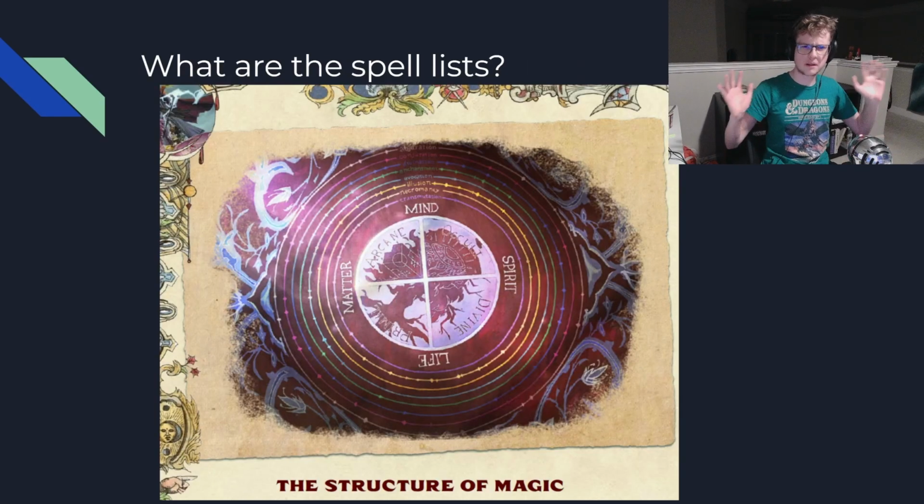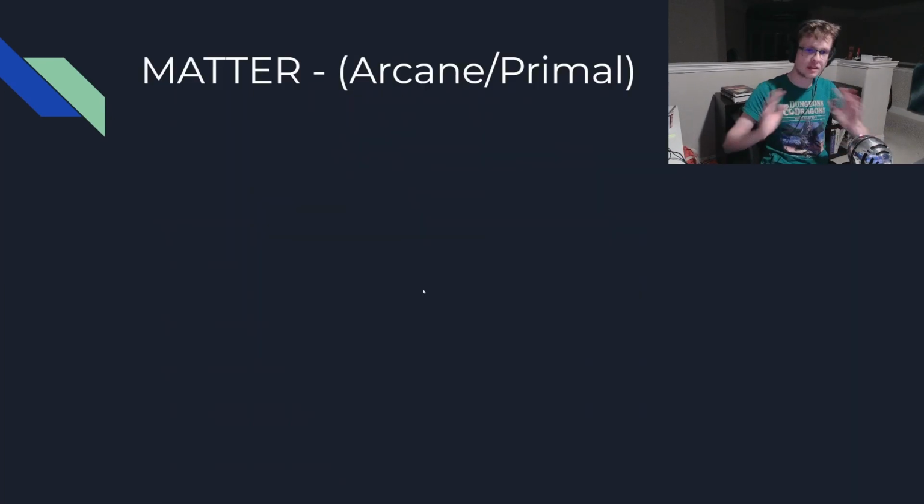So, what are spells first? Because not every caster gets access to every spell, and that is defined by your spell list. And each spell list is defined by two of the 4 essences of magic. This diagram here shows it. It will not make sense to you unless you already know what I'm talking about. So, let's start with each of the essences first.